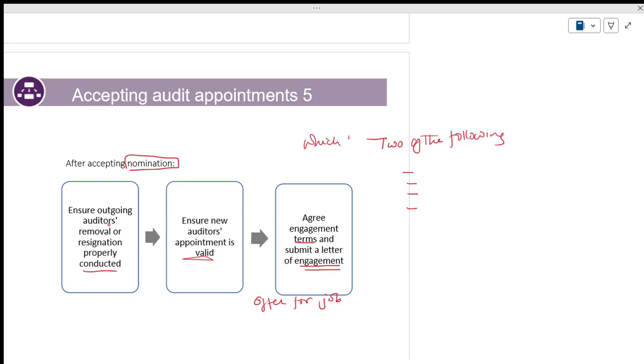At the offer letter point only, we have to keep checks and balances. We should know what has happened. Once these things are cleared, you have to make sure that the outgoing auditor's removal has been done properly, and that the new auditor appointment order is valid. Once we have both, we agree the terms and conditions and give our acceptance.